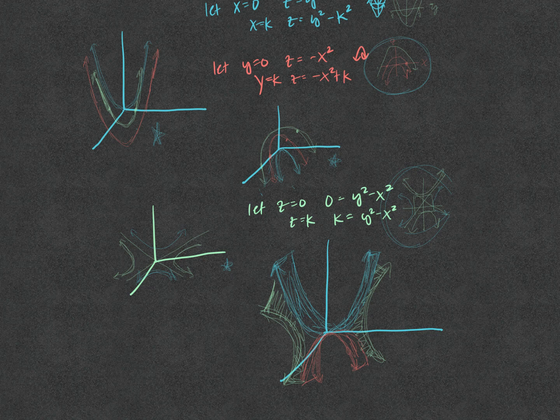I'm looking for you to know that it's called a hyperbolic paraboloid. And the reason it's called that is because we have a hyperbola mixed in with our parabolas. So this is called a hyperbolic paraboloid.